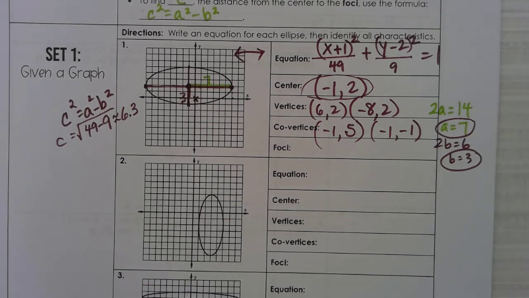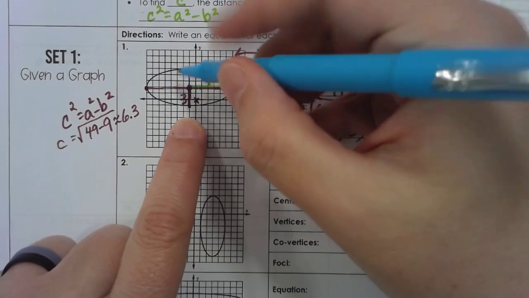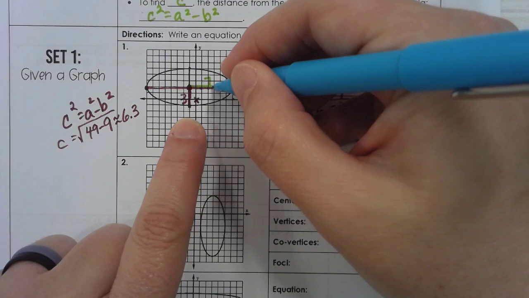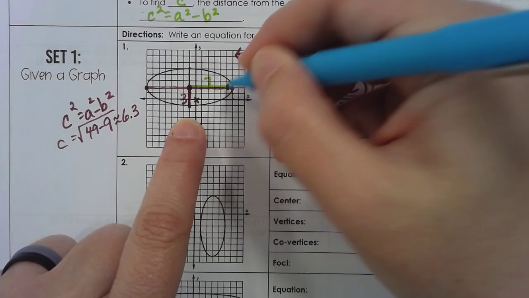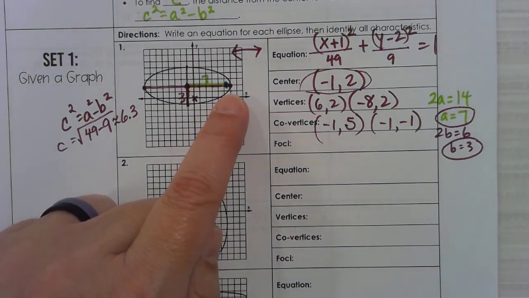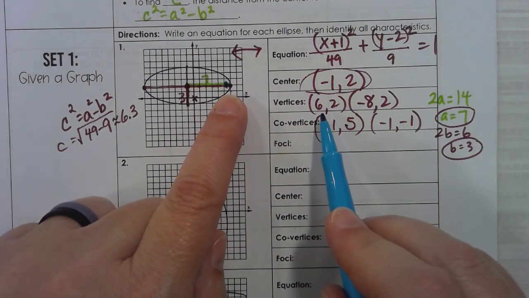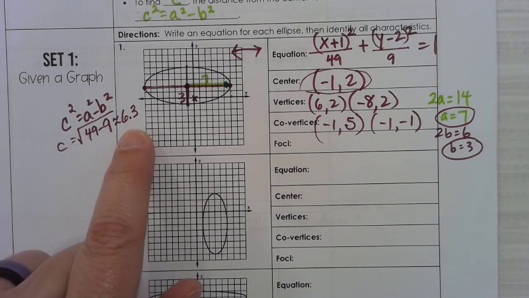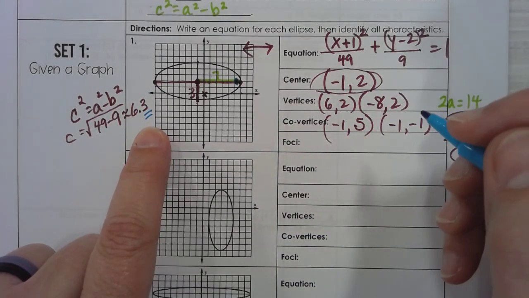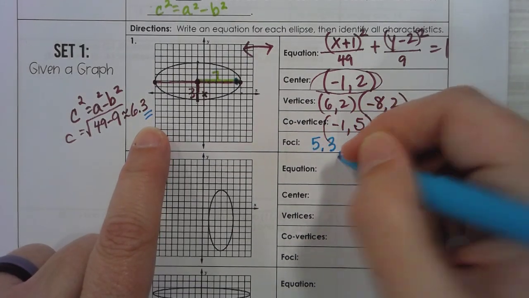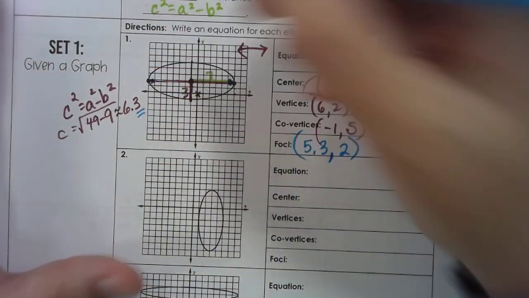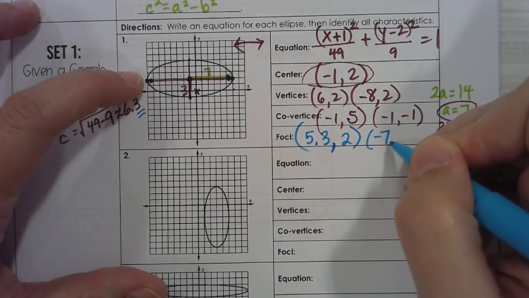So if I were to count 6.3 from the center, we're going to go along the major axis towards our vertices. So 1, 2, 3, 4, 5, 6, and a little bit. Might put a line there instead of a dot. So that's just right before that last vertex. Instead of going all the way to 6, we're going to go to 5 point, our decimal was 0.3. So we're going to be at 5.3 comma 2. And then the other one right in front of negative 8 would be negative 7.3.